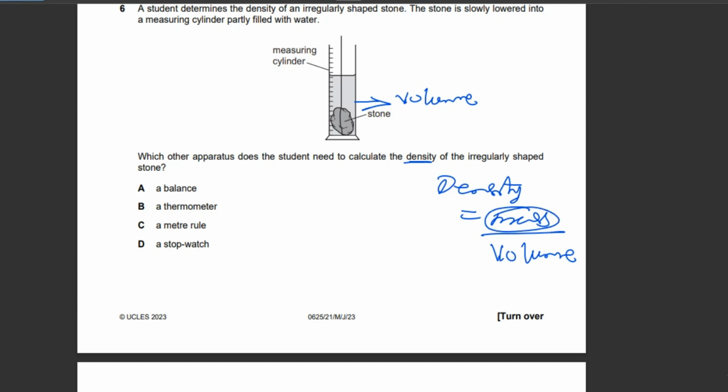So to find mass of this stone, what instrument do I need? I don't need a thermometer. Thermometer is used for measuring temperature. Meter rule is used for measuring length. Stopwatch is used for measuring time. So a balance is what we use for measuring what? Mass. So the answer is A. Let's go on.